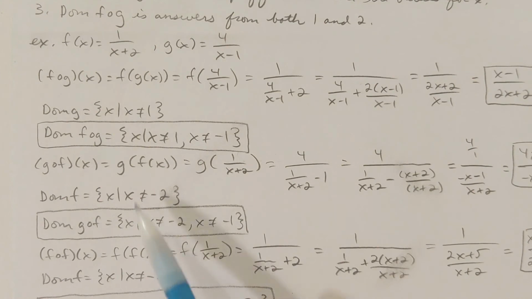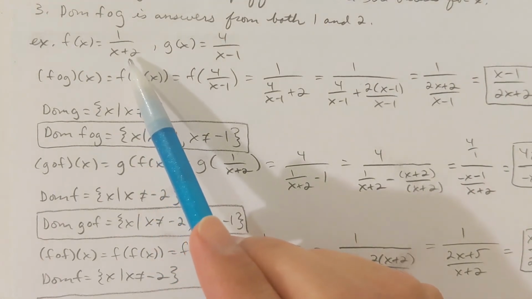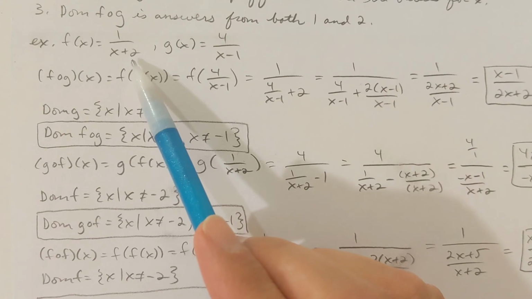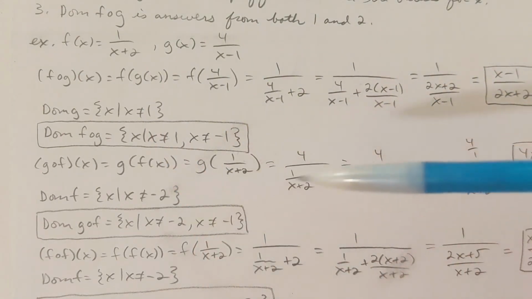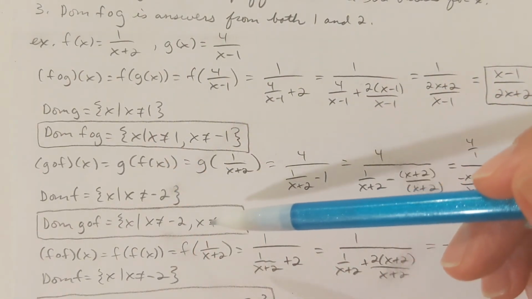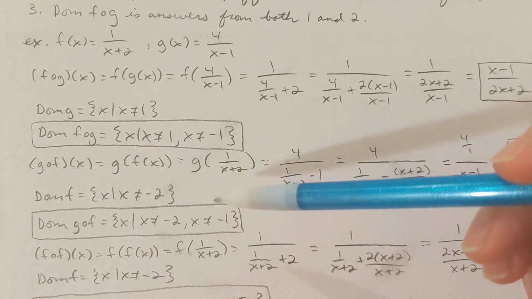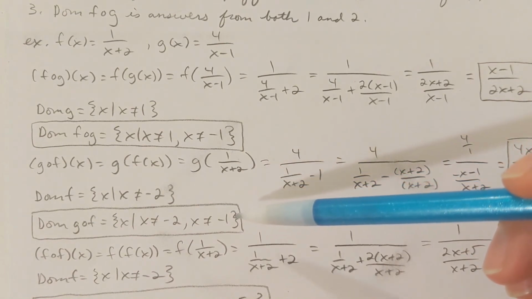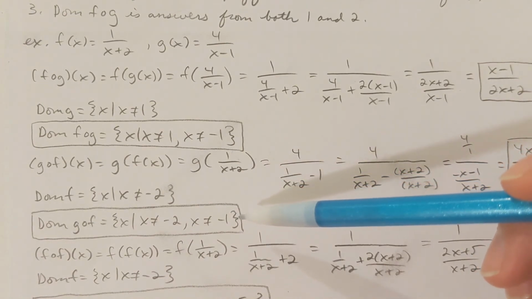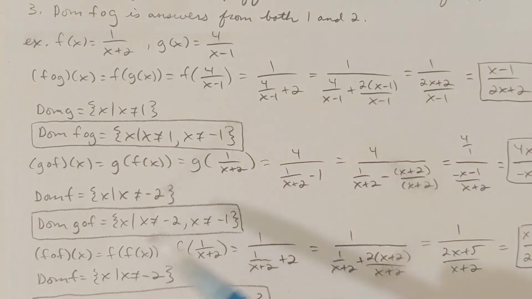Now the domain of f is the set of all x such that x is not equal to negative 2. The domain of g composed f would be the set of all x such that x is not equal to negative 2, and over here, I can't have negative 1 as a result. Otherwise, I'm dividing by 0. So the set of all x such that x is not equal to negative 2, and x is not equal to negative 1 would be the domain of g composed f.